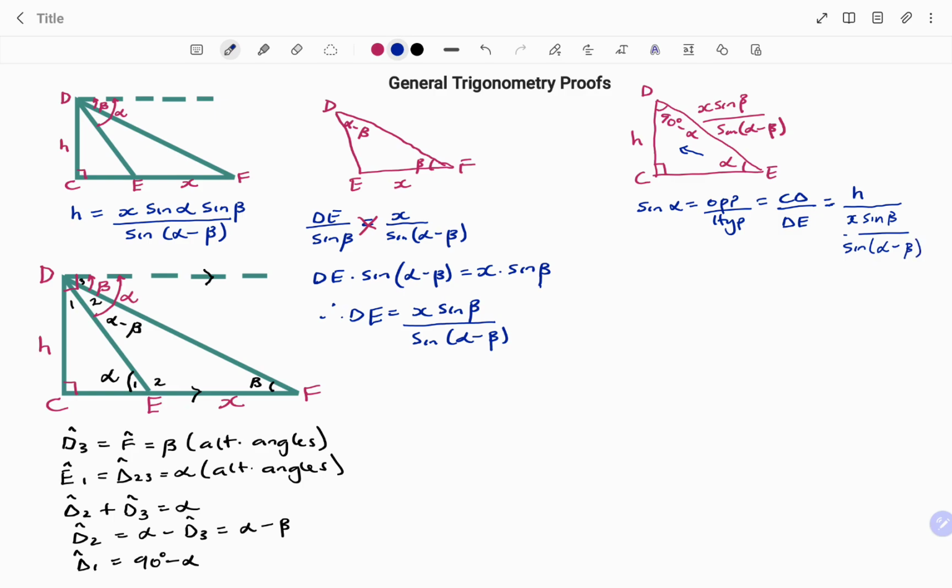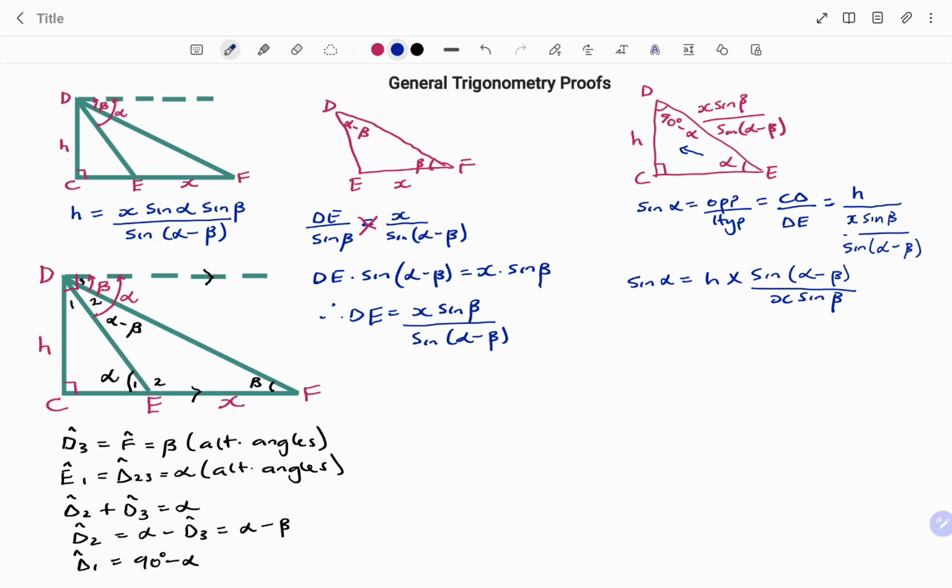To tidy it up, we have sine alpha equals h dividing x sine beta over sine alpha minus beta. Using the fraction rule, if we change the division sign to multiplication, we're going to flip the denominator, which becomes sine alpha minus beta over x sine beta.